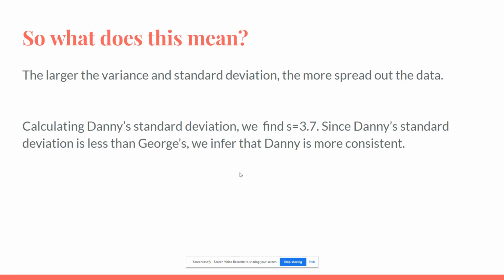All right, so what does this mean? I kind of just talked about that. You can calculate Danny's standard deviation. It was only 3.7. So he's at 185 points and consistently sticking there, like he's only swinging a couple points. So he's more consistent. So we could say that Danny is the better bowler.